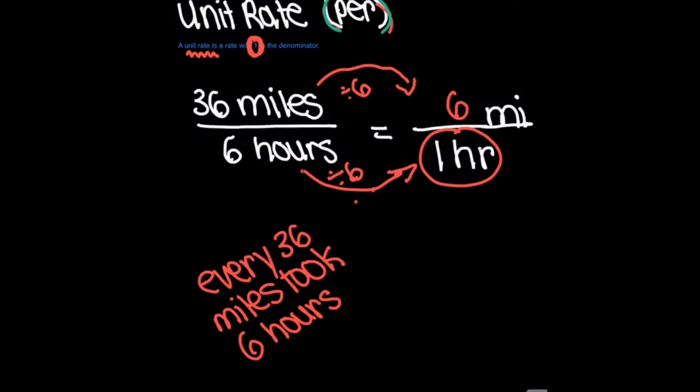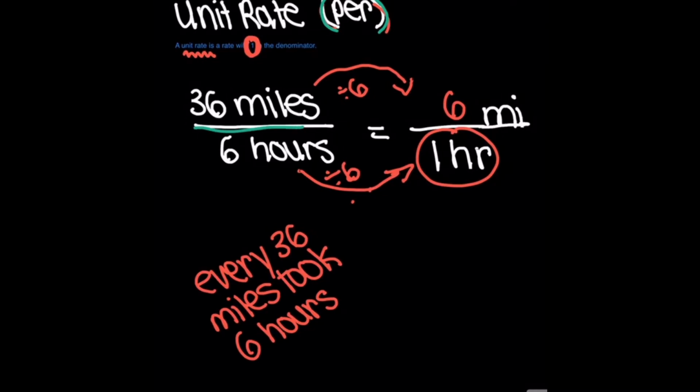So let's say it took you 6 hours to drive 36 miles. This represents a ratio. With this fraction bar, it says every 36 miles took 6 hours. When you set up your proportion, you right away know that your denominator has to be 1. The definition says you want that denominator to be 1. That's the per.